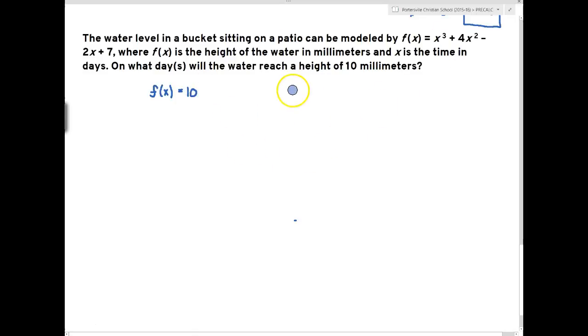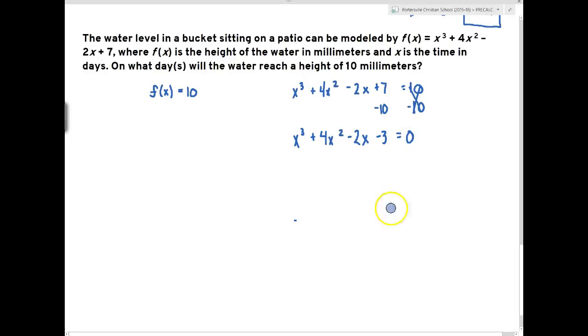So let's set this up to where we have x cubed plus 4x squared minus 2x plus 7 equals 10. But remember, we're not learning how to find rational tens of a function. We're learning how to find rational zeros. So let's solve this to where my function equals 0. So if I subtract 10 from each side, what I'm going to get is x cubed plus 4x squared minus 2x minus 3 equals 0. So now I have a new function that's actually equal to 0, and I can use what I've learned earlier to determine what my possible zeros of that function are.